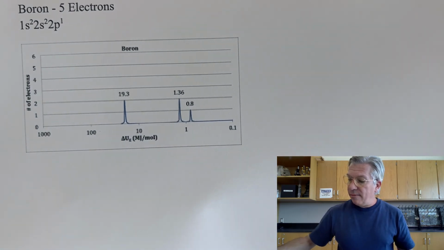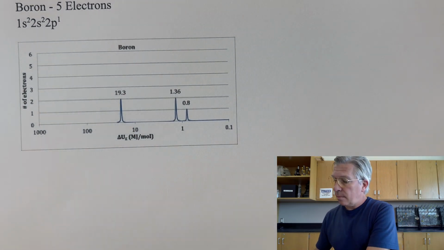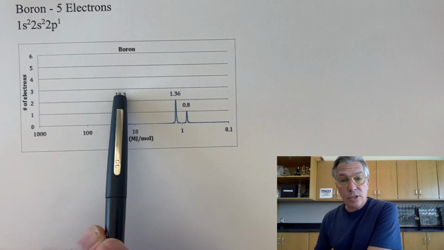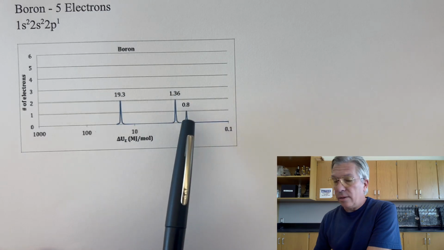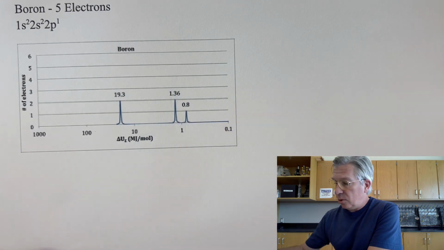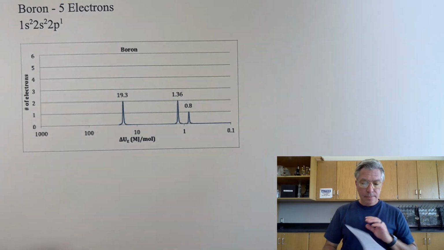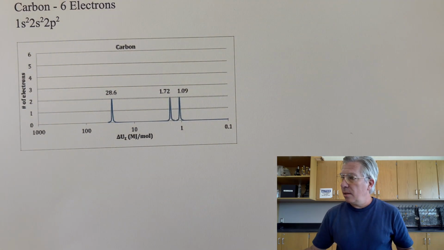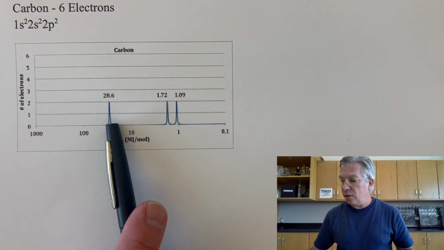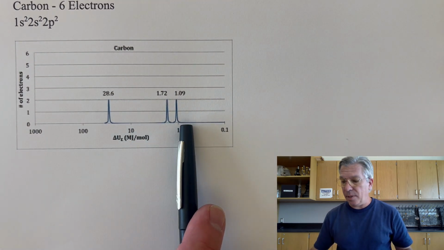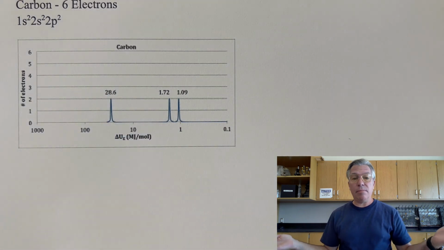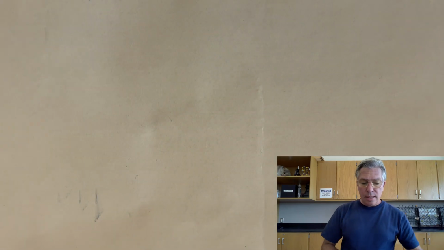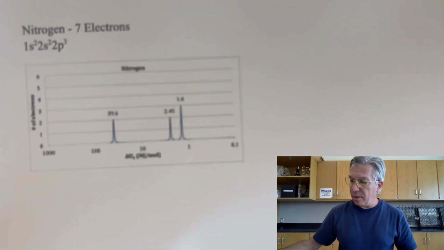Here's boron. We add a 5th electron, 1s2, 2s2, 2p1, and you'll see this represents 1s2, 2s2, and again, there's only 1 in the p, so it's half as tall, 2p1. Carbon has 6 electrons, 1s2, 2s2, 2p2. And so all 3 peaks are the same height because they all have 2 electrons in each one of those subshells. Now we're going to add a 7th electron.